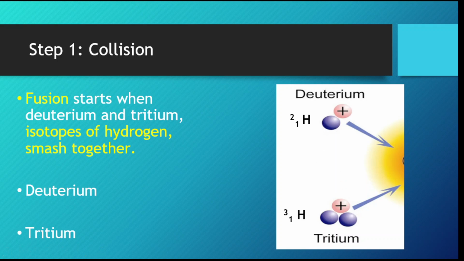There are other small atoms. Notice these are very tiny nuclei, and they are small. So fusion starts with 2 very small atoms colliding.